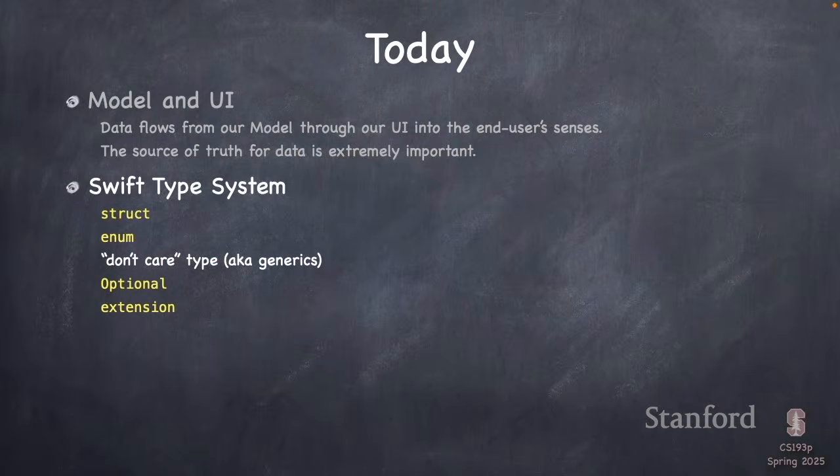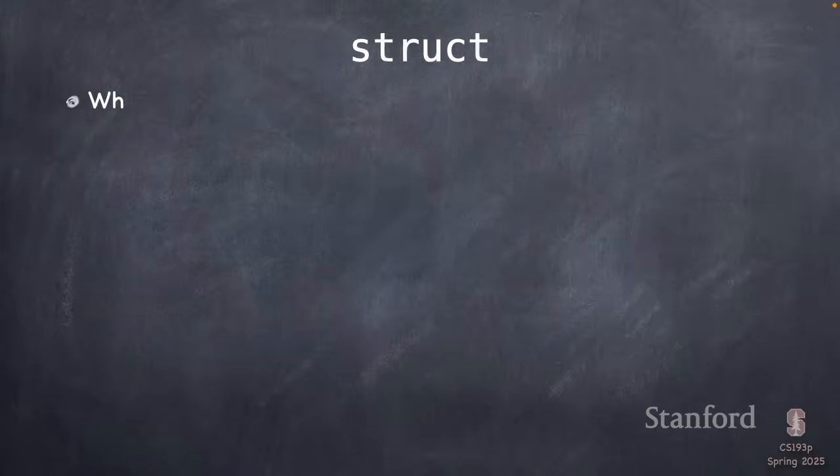All right, so the rest of this lecture is going to be about the Swift type system. A type system in any language is the building blocks for making types: structs, classes, enums here. And the optional and extension, those really aren't type-building things themselves, but they're just very important uses of the type system. So struct.